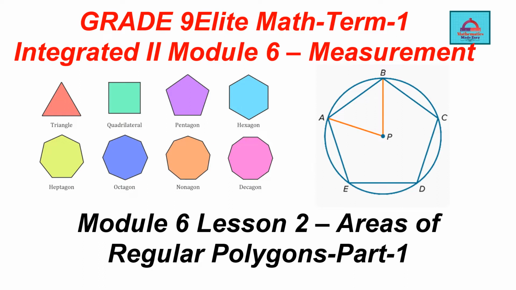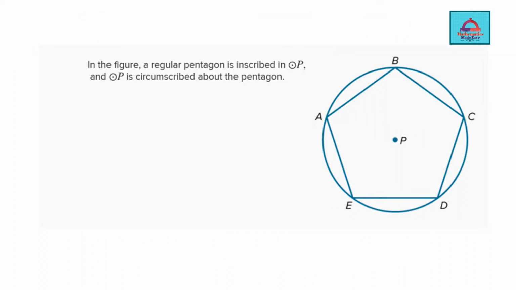So let's look at the different parts of a regular polygon. Here you see a regular pentagon. AB, BC, CD, DE, and AE are all equal. How can you mark them? Using this kind of red marking to show that all are equal, and that's why it's a regular pentagon, a five-sided figure. It is inscribed, inside a circle with center P.